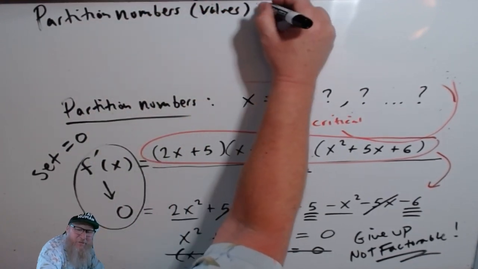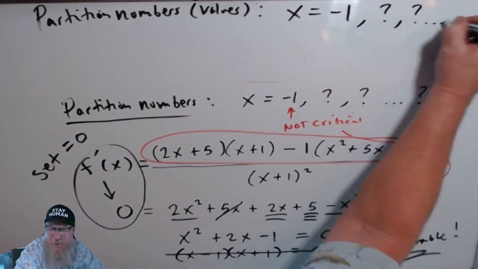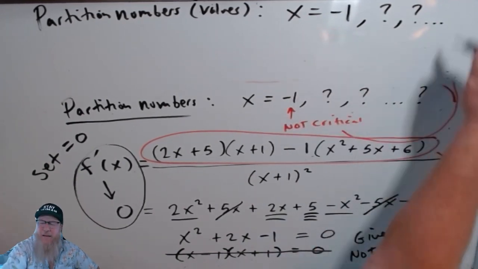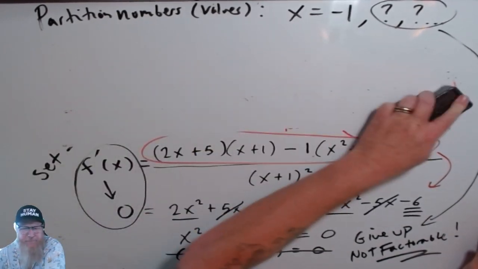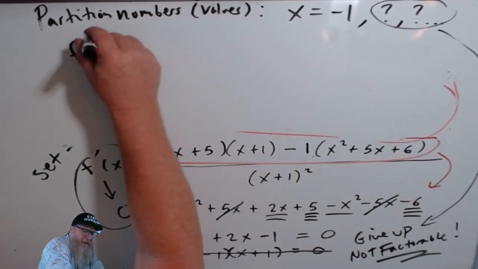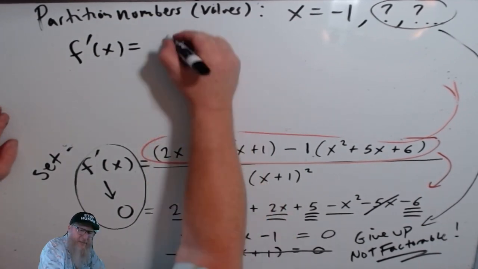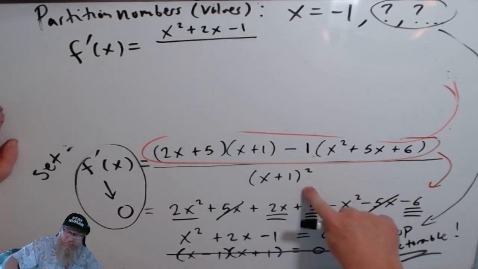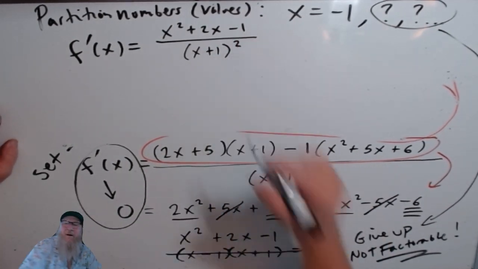Sometimes I call them partition values because they are values of x. I don't know what the rest of them are. I only have one of them so far. These other ones are going to come from solving this equation. I also don't want to forget my derivative. My derivative is this, x squared plus 2x minus 1. But don't forget the bottom, x plus 1 squared.